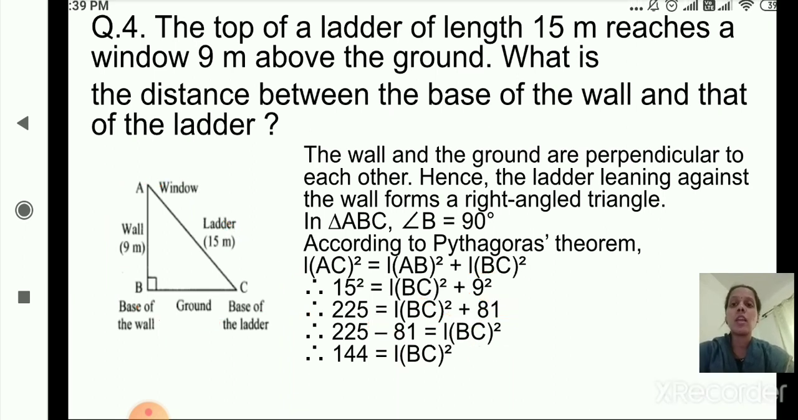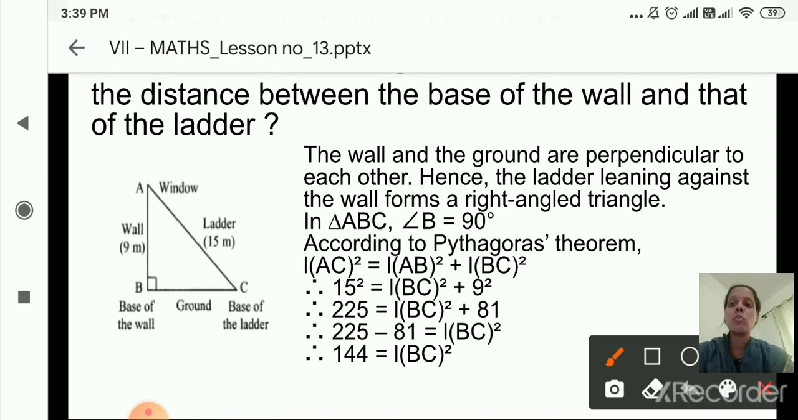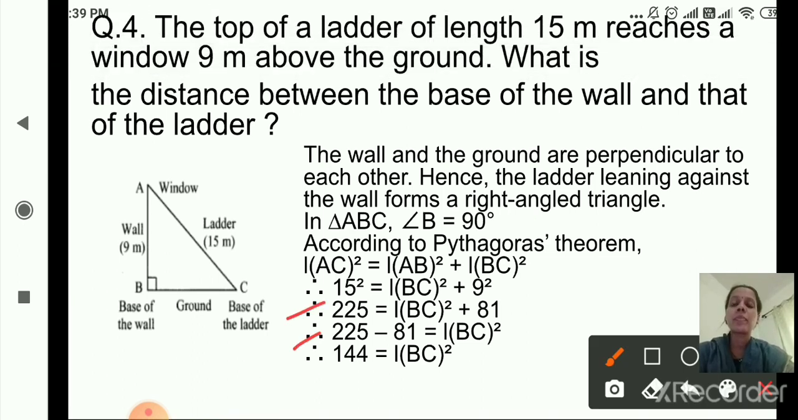Now as you can see here, 225 minus 81, yes, this 81 goes to the left hand side, so it becomes minus, and this we keep on the right hand side. Now 225 minus 81, do the subtraction, then you will get the answer 144. 225 minus 81, the answer is 144.